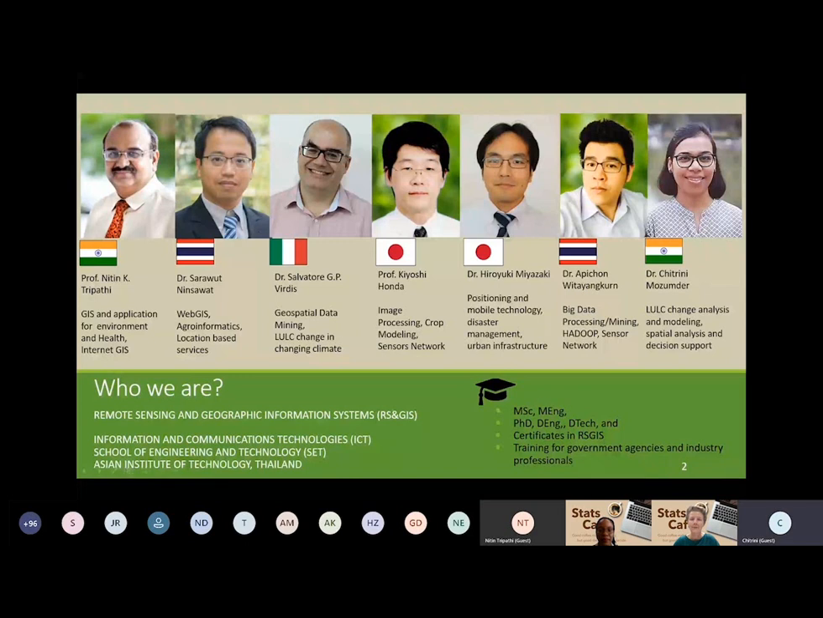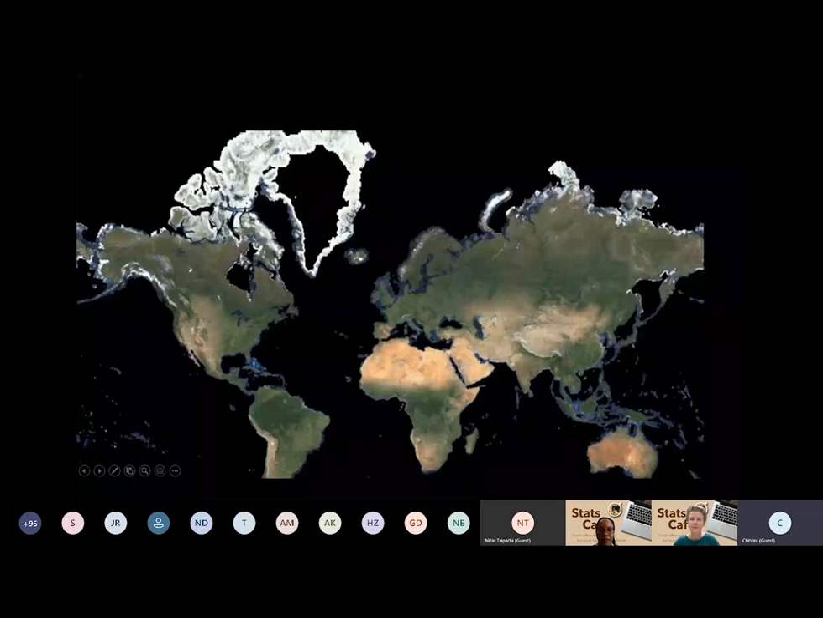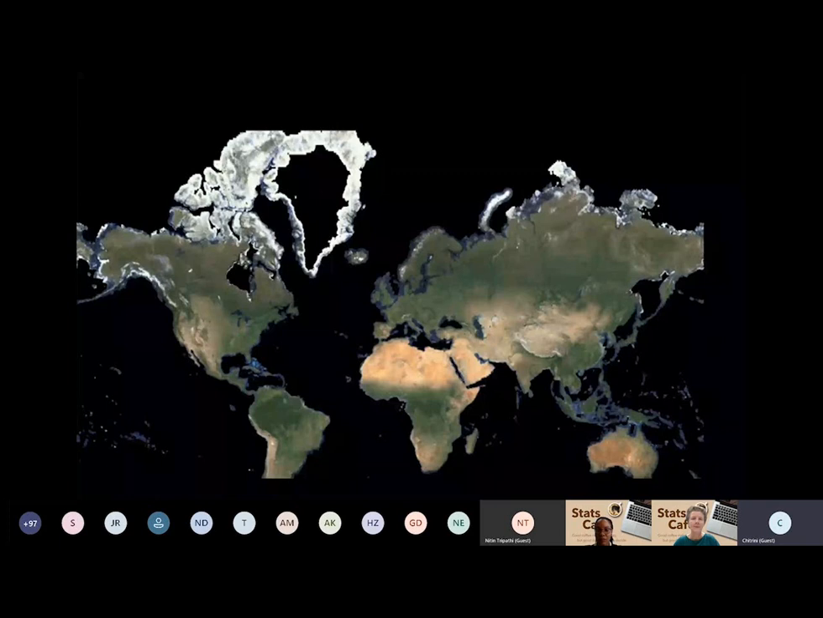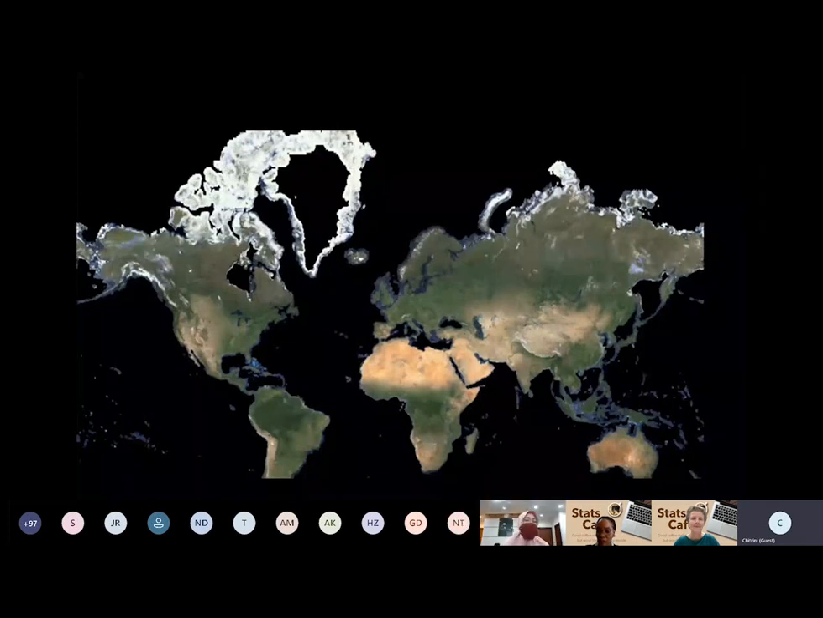Now let's proceed to the main topic of today. So land cover change, as I'm informed that most of you might be aware, refers to the study of land surface change, which might have occurred due to natural causes or human modifications of the terrestrial surface.